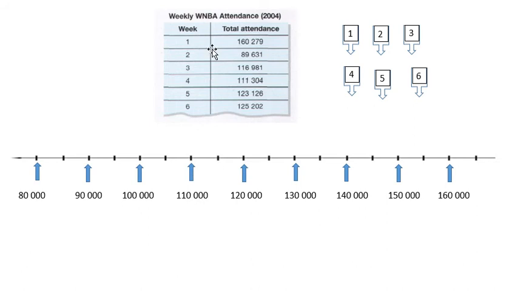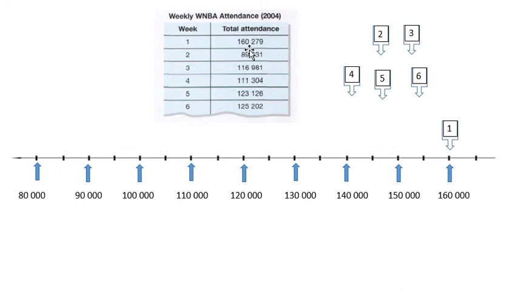So here we see, let's look at week number 1. Week number 1 was 160,279. In this case, because the hundreds, tens, and ones is not labeled, I don't have to look at that specifically. I have enough information with the 160,000. So I'm going to move my week 1 to 160,000.